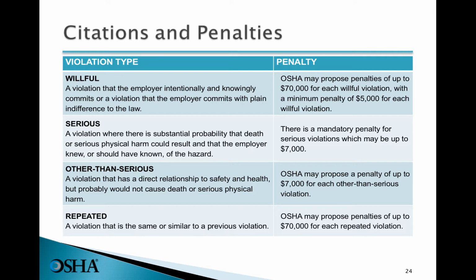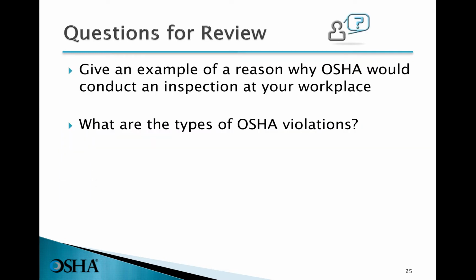For other than serious, OSHA may propose a penalty of up to $7,000 for each violation. A repeated violation is a violation that's the same or similar to a previous violation. OSHA can propose a penalty of up to $70,000 for each repeated violation. Some things I want you to think about: what is an example of a reason why OSHA would conduct an inspection at your workplace, and what are the types of OSHA violations? Perhaps give some examples of each.